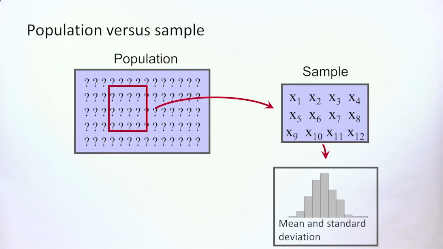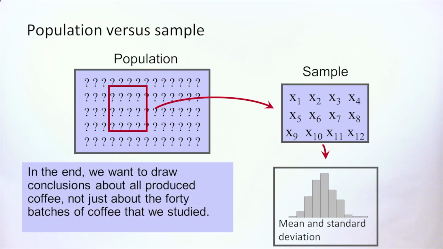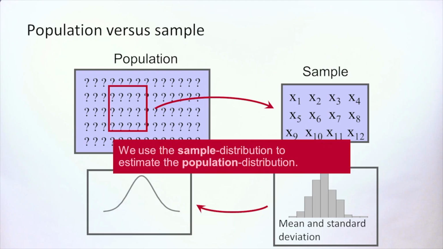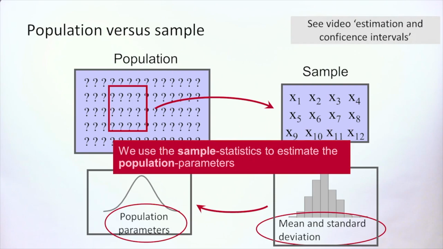We can analyze this data using descriptive techniques such as histogram, the mean, and the standard deviation. For that, see the earlier videos. However, in the end, we want to draw conclusions about all produced coffee batches, the entire population, and not just about the 40 batches of coffee that we studied in our sample. So, we will use the sample distribution to estimate the population distribution, and we will use the sample statistics to estimate the population parameters. But this is a topic for another video.